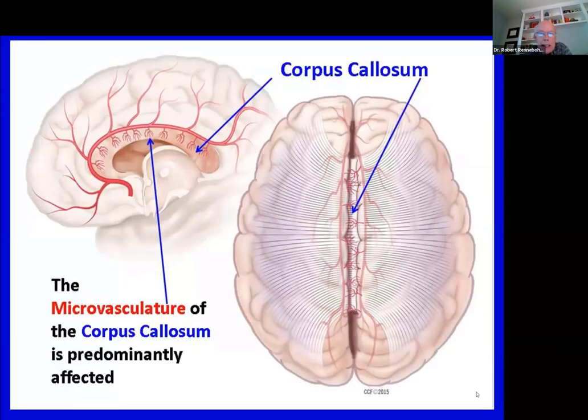In the brain, it is the microvasculature of the corpus callosum that is predominantly and most obviously affected in Susac syndrome, but capillaries and arterioles throughout the brain, including in the cortex, can also be affected.